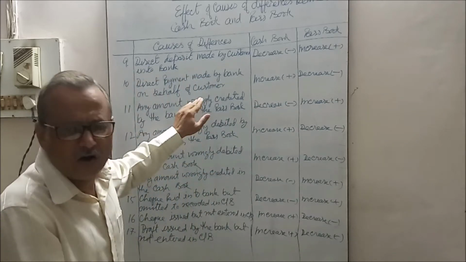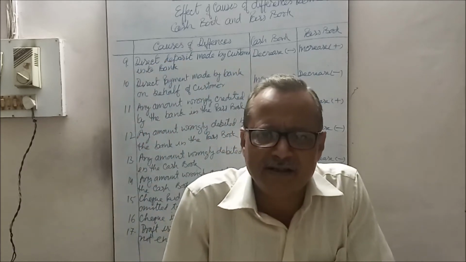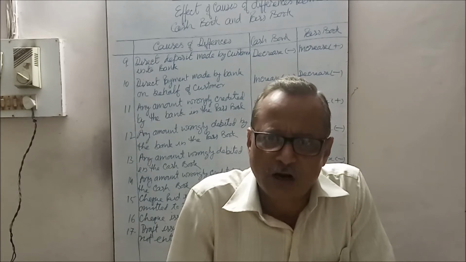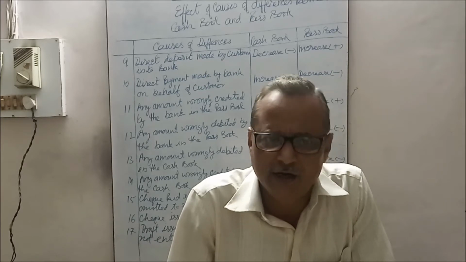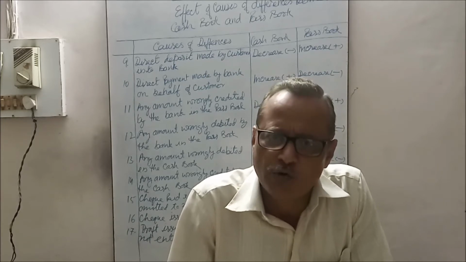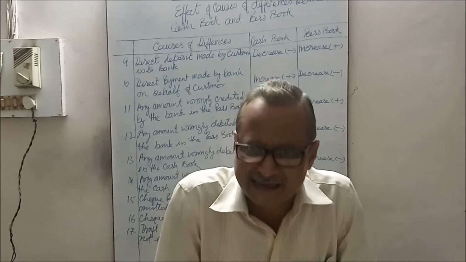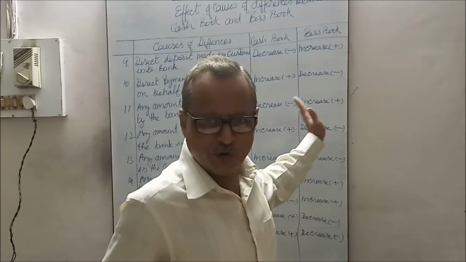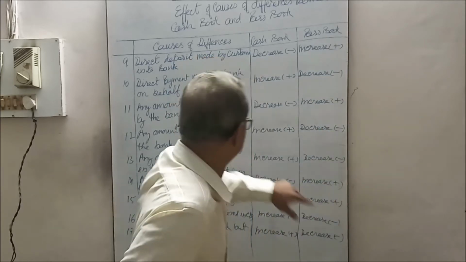Any amount wrongly debited in the passbook. Sometimes the banker makes a mistake and debits the bank account of the business. That is not actual. It should not actually be debited, but it is wrongly debited. Due to that mistake, the bank account of the business will show a reduction, that is a decrease in the passbook in comparison to the cash book, whereas the cash book shows an increase in comparison to the passbook.